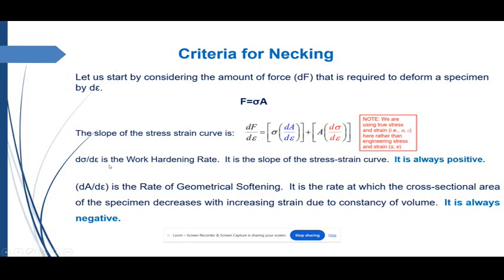d sigma by d epsilon is the work hardening rate. It is the slope of the stress strain curve. It is always positive. dA by d epsilon is the rate of geometrical softening, the rate at which the cross-sectional area of the specimen decreases with increasing strain due to constancy of volume. It is negative.